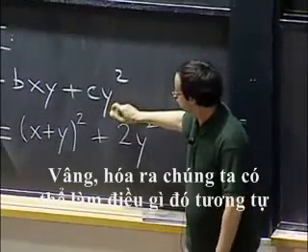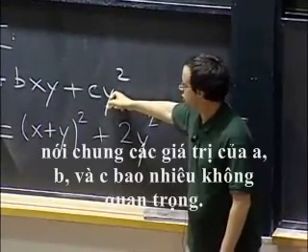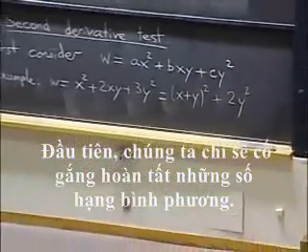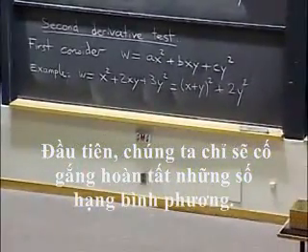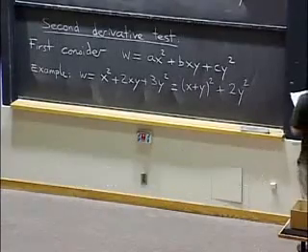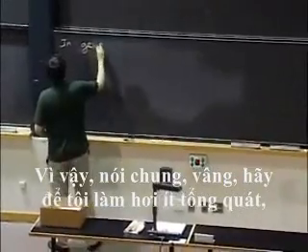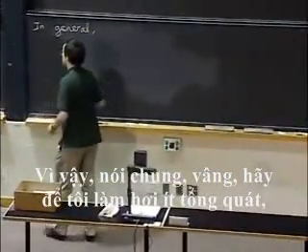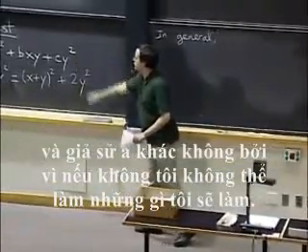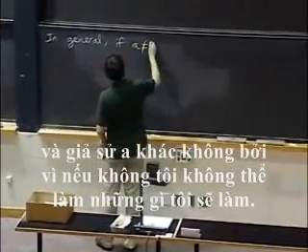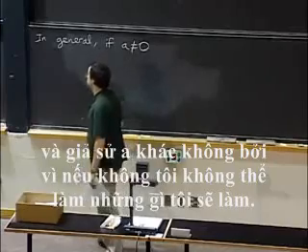Well, it turns out we can do something similar in general, no matter what these values of a, b, and c are. We'll just try to first complete things to a square. Okay, so let's do that. In general, let me assume that a is non-zero, because otherwise I can't do what I'm going to do.